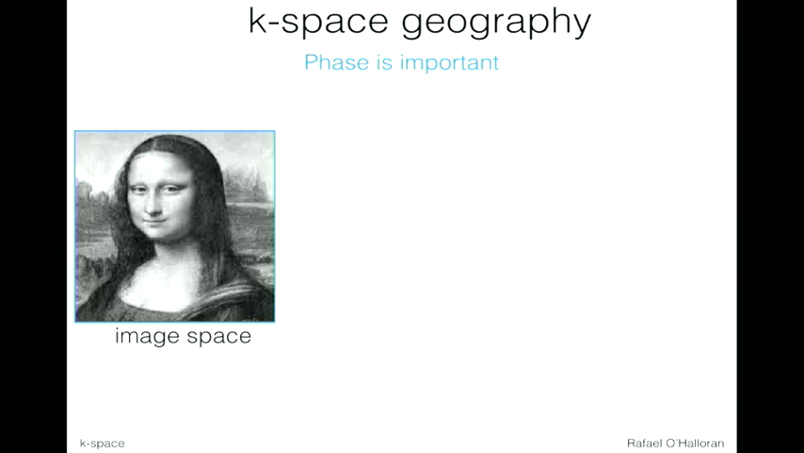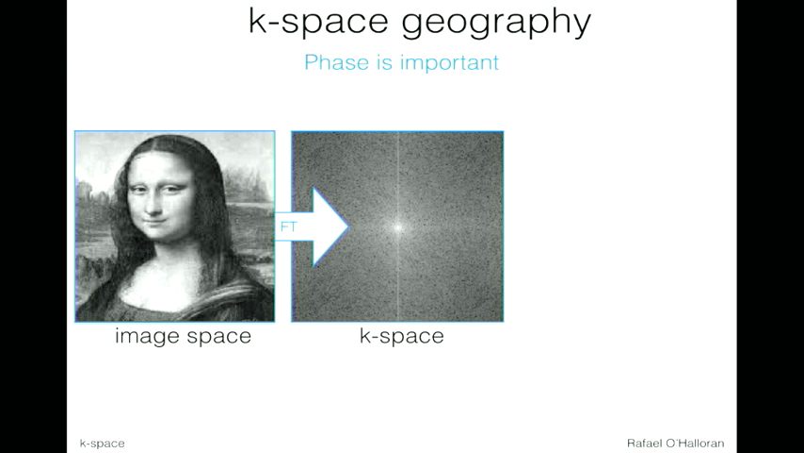And the consequence of getting rid of it, I'll show you with the Mona Lisa here. Let's go from image space to K-space. So that's her K-space. And let's take away the phase. So I've zeroed out all the phase, and I just have the real part of the signal.